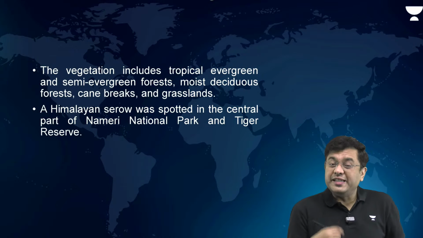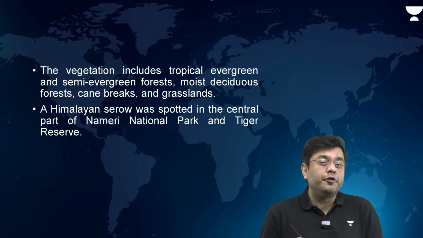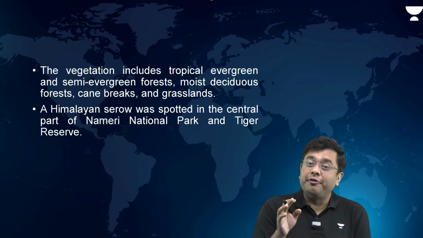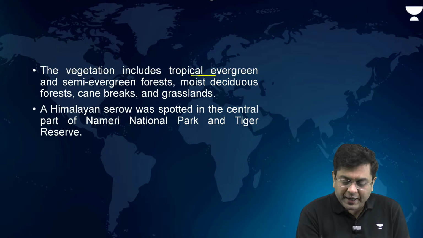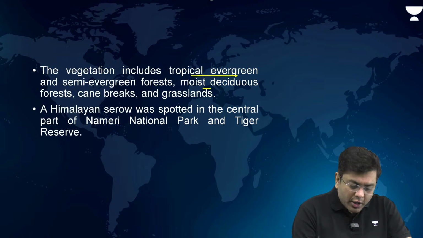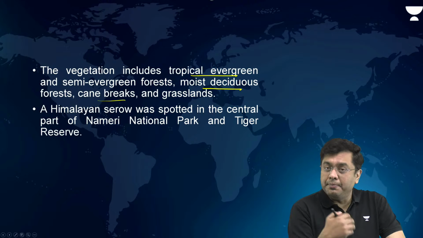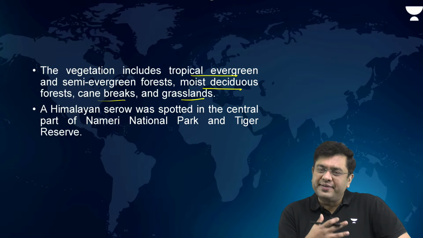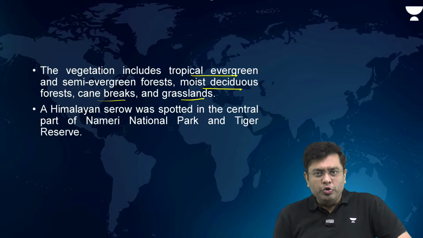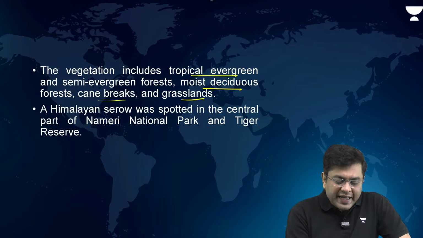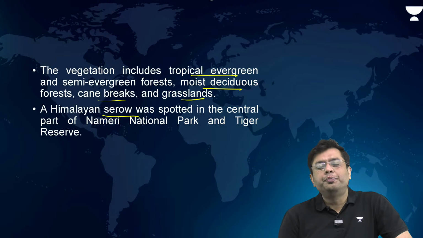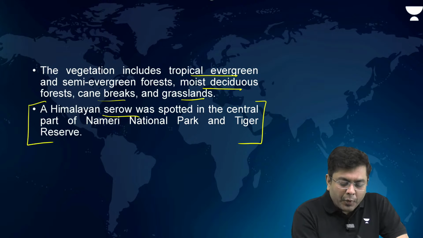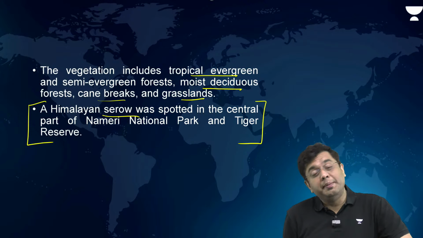Okay. Now, vegetation here will be what in this region of Assam? The amount of rains are high, but in certain areas you will also find the presence of grasses. So, tropical evergreen and semi-evergreen vegetation, moist deciduous forest, the cane brakes as well as grassland. Cane brakes which are also present, that also provides the facility to lot of herbivores. Then Himalayan serow was spotted in the region. So that is why this becomes important for the sighting of Himalayan serow.